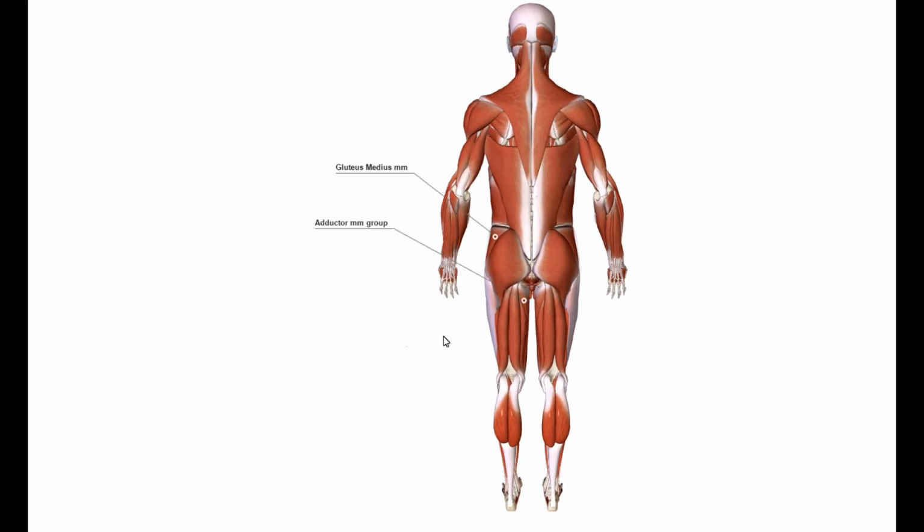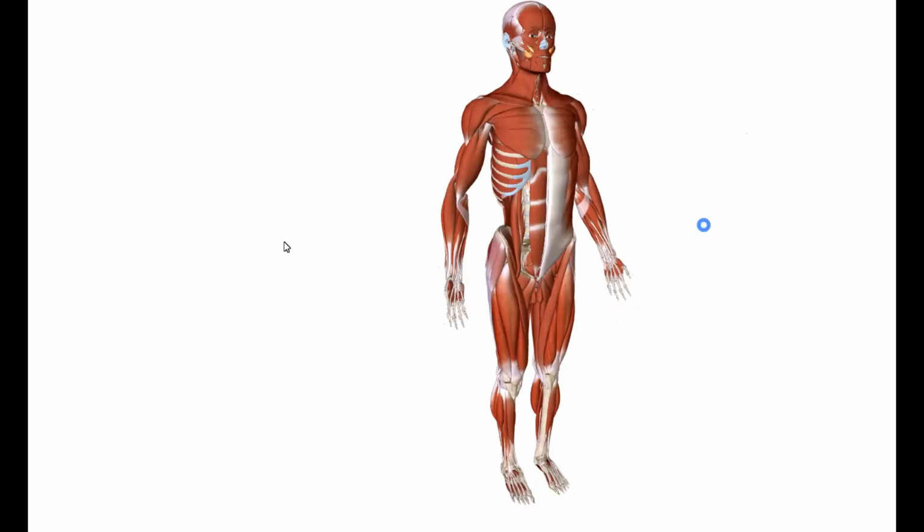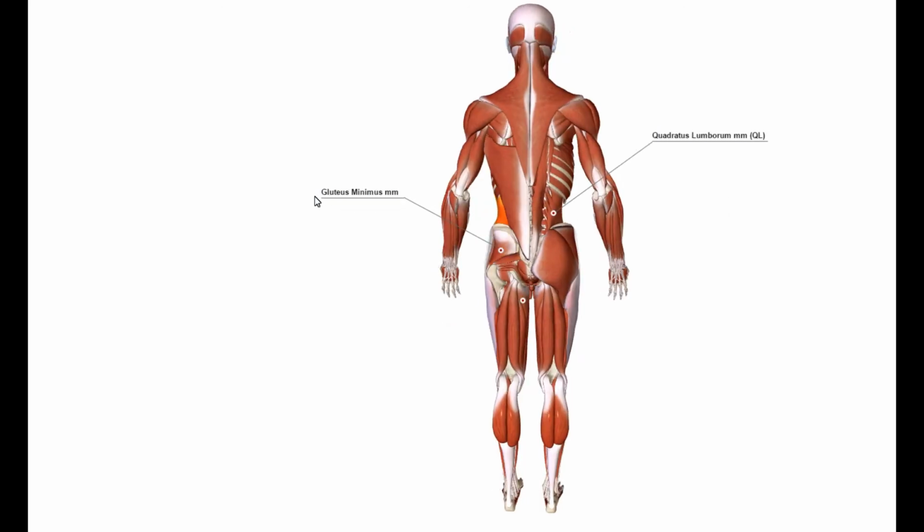Lateral line system consists of adductor muscle group, same side's gluteus medius muscle, same side's gluteus minimus muscle, and contralateral side's quadratus lumborum muscle, as well as internal and external abdominal obliques from anterior aspect. Lateral system is very important for balancing on one leg. Lateral line system also plays very important role in pelvic stability and spine alignment.